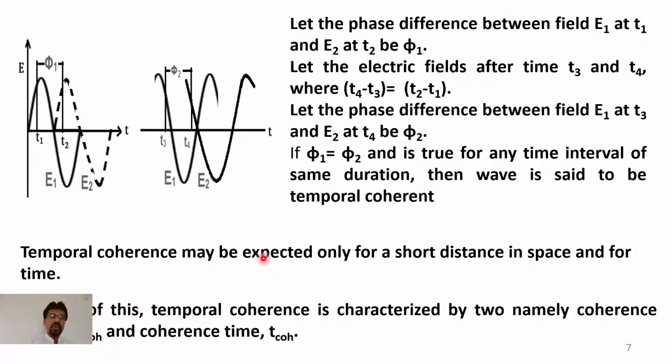That means when the wave is propagating along the same direction, at any instant during the propagation the phase difference should be the same, and such a type of coherence is known as temporal coherence. The temporal coherence may be expected only for a short distance in space and for a short time. In view of this, temporal coherence is characterized by two parameters, namely the coherence length and the coherence time.